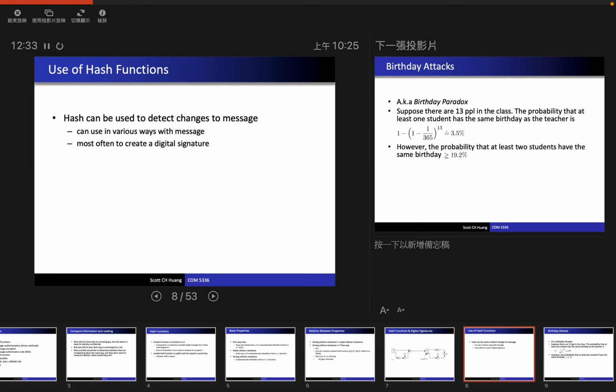Basically, the use of hash functions is to detect any changes to the message. That is why I said in the beginning, compare messages without information leaking. So that is useful when we use the digital signature.